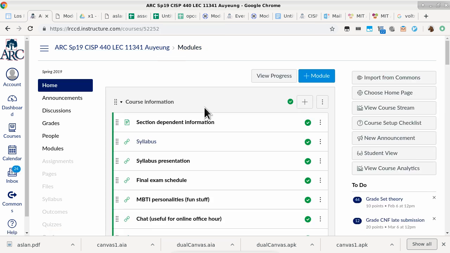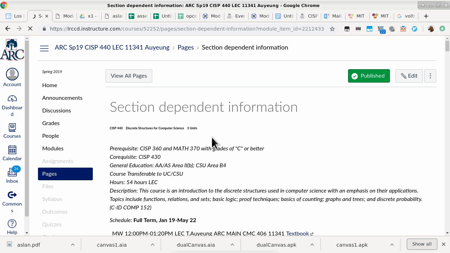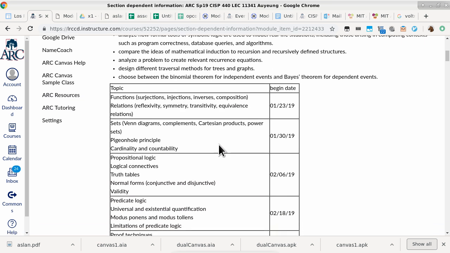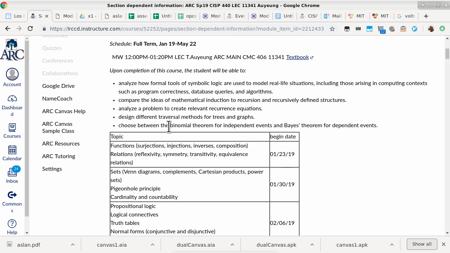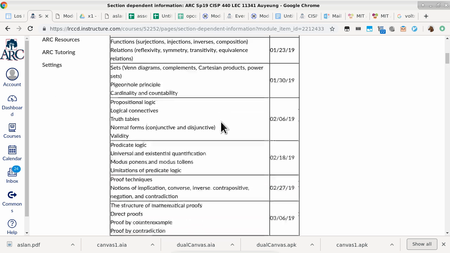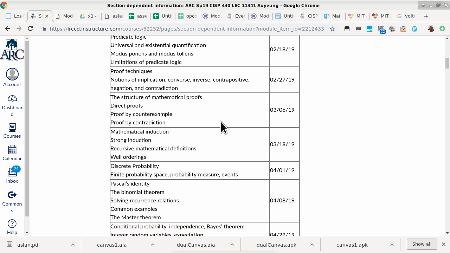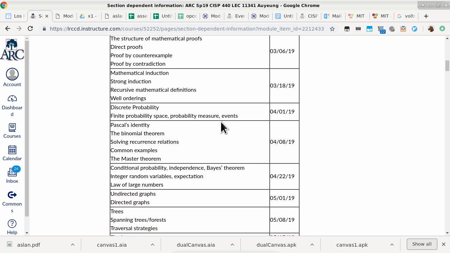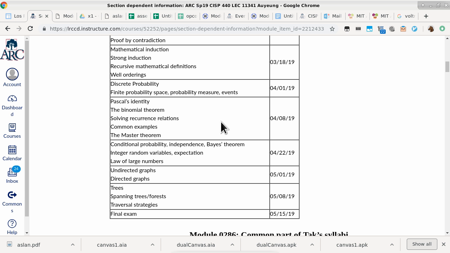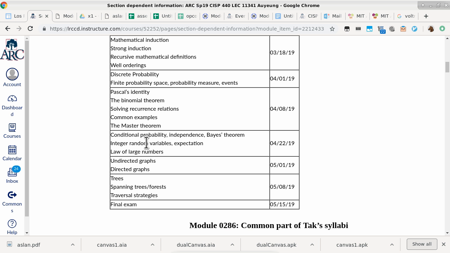Huh? No, standard deviation is a statistic thing, and this is not. So we want to look at the section dependent information. It is one of the learning outcomes. So, nope, it's not here. Law of large numbers, that's it.